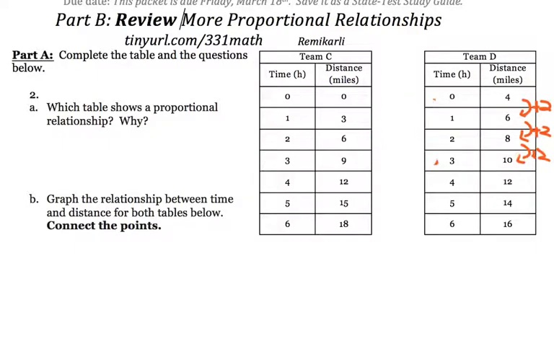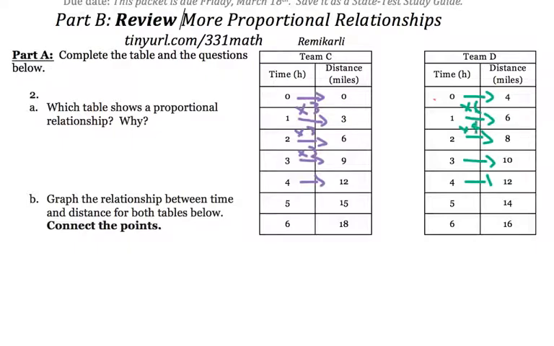And the difference is when you look for a connection between the two variables, going from left to right, team C works out because you can multiply the time by 3 each time, and that will always give you the distance. Meanwhile, over here, if you try to look for a pattern involving multiplication, you can't do it because first of all, you can't multiply 0 by something to get 4. 1 times 6 would be 6, but then 2 times 4 would be 8. So there's not a proportional relationship here.